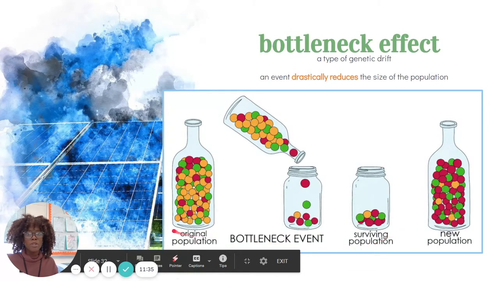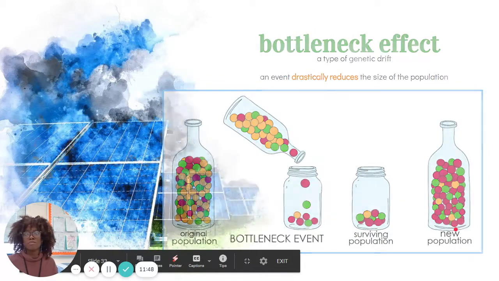Okay, so compare the new to the original population. Compare those two populations. Exactly. It can totally change. Through a bottlenecking event, populations can drastically change.